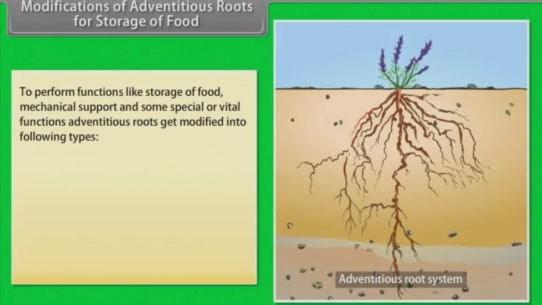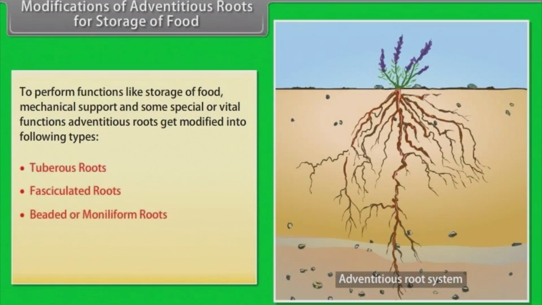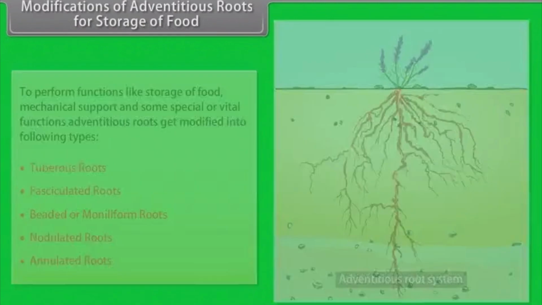Modifications of adventitious roots for storage of food. To perform functions like storage of food, mechanical support, and some special or vital functions, adventitious roots get modified into the following types: tuberous roots, fasciculated roots, beaded or moniliform roots, nodulated roots, annellated roots.